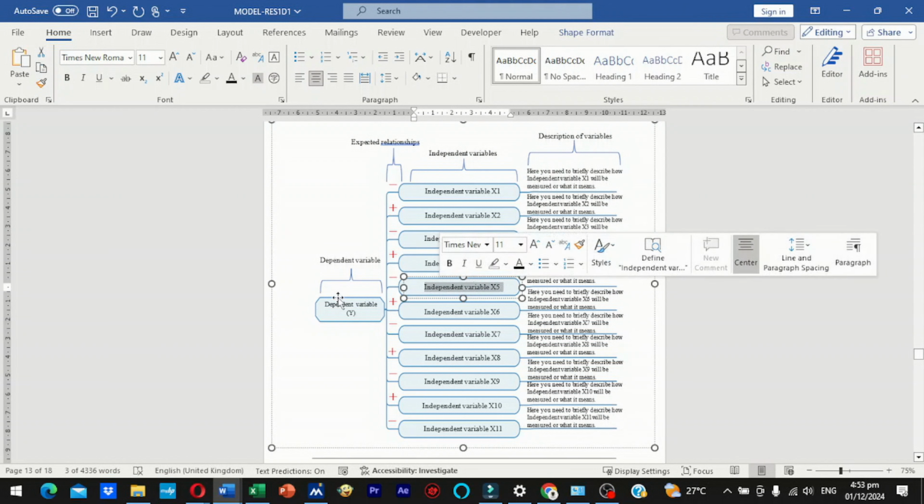So these research conceptual frameworks are very important, and they can help you whether you are dealing with a quantitative study or a qualitative study. These can really help you a lot.